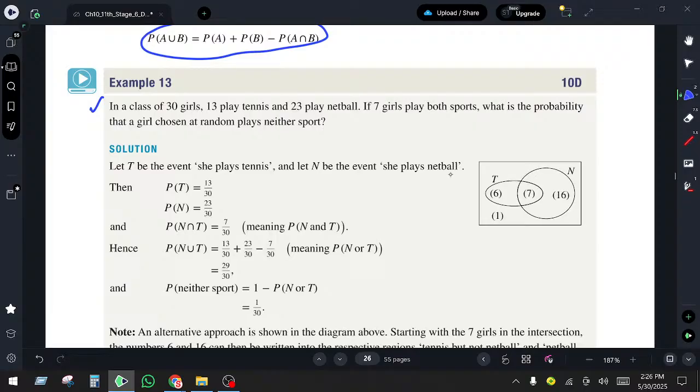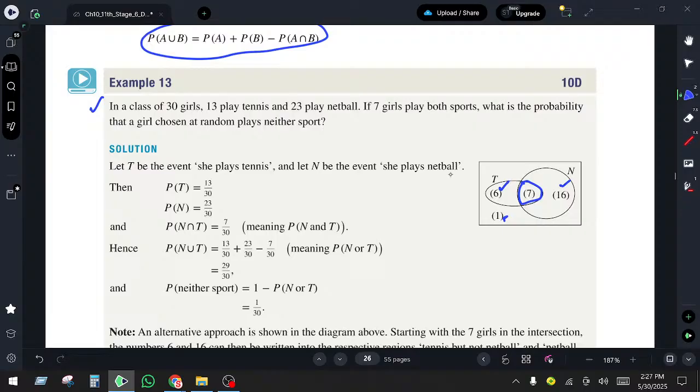Totally 30 girls are there. 13 playing tennis, 23 play netball, 7 play both, which means I retain this common portion as 7. Now out of 13, 7 are already in common, so this will be 6. Out of 23, 7 are already in common, so this will be 16. It is 16 plus 6, 29, so 1 is not playing anything.